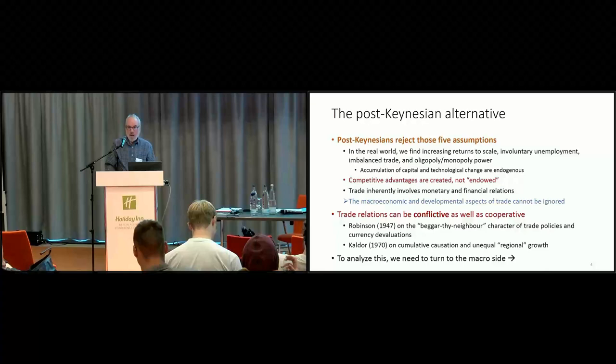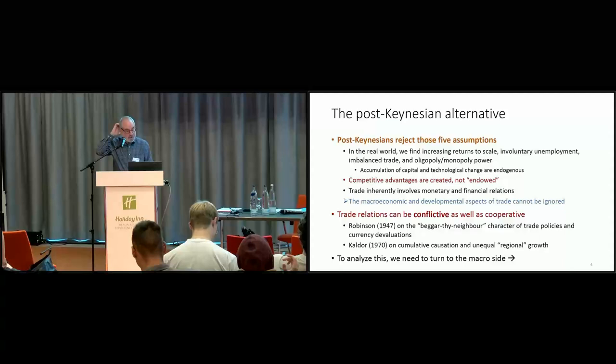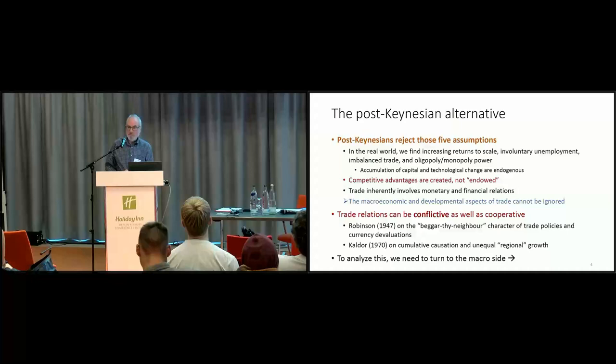As Kaldor emphasized 50 years ago, he and later post-Keynesians have rejected all of these assumptions. In the real world, we find pervasive increasing returns to scale, which, by the way, the mainstream has now discovered, involuntary unemployment, chronically imbalanced trade, and pervasive oligopoly and monopoly power. Furthermore, some of the so-called factor endowments, particularly capital, are endogenous. Capital is accumulated, it's not endowed. Competitive advantages, I will call them that instead of comparative advantages, are created rather than inherited. Technology is also not exogenously given. And the monetary and financial aspects of trade relations cannot be ignored.